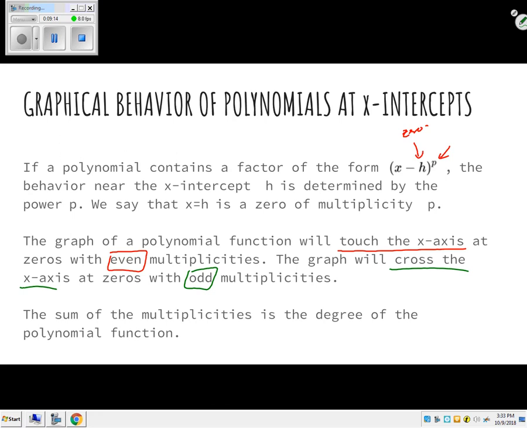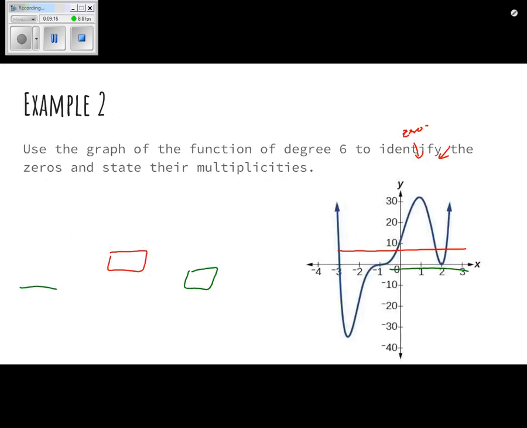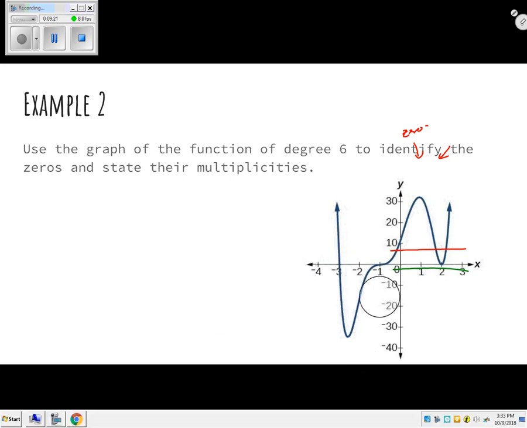Okay? And so last part of your homework tonight, I'm going to give you some graphs. And I want you to talk to me about the multiplicities. So first off, I noticed that my zeros of this graph, I'm going to go through and list them. My zeros, remember, are just the x-intercepts where it crosses the x-axis. So that's going to be at x equals -3, -1, and +2.